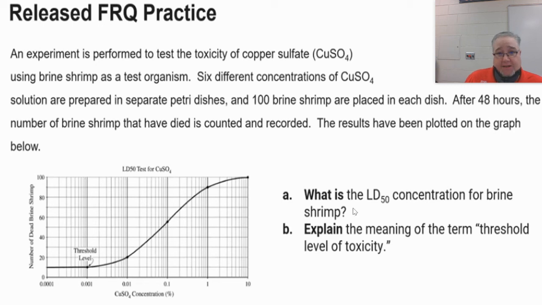There's 2 questions that they ask. Question A is, what is the LD50 concentration for brine shrimp? And then question B, explain the meaning of the term threshold level of toxicity. You can see that term here on this graph. So just looking at the results here, again, it's an LD50 graph. So again, you see on the y-axis, this is your number of dead brine shrimp, out of 100. So we can also assume that these are percentages of lethalities.